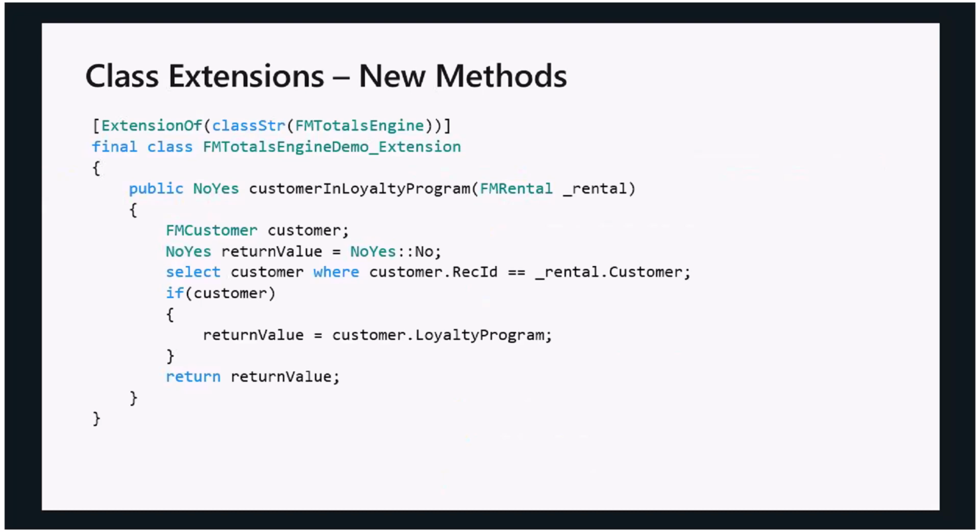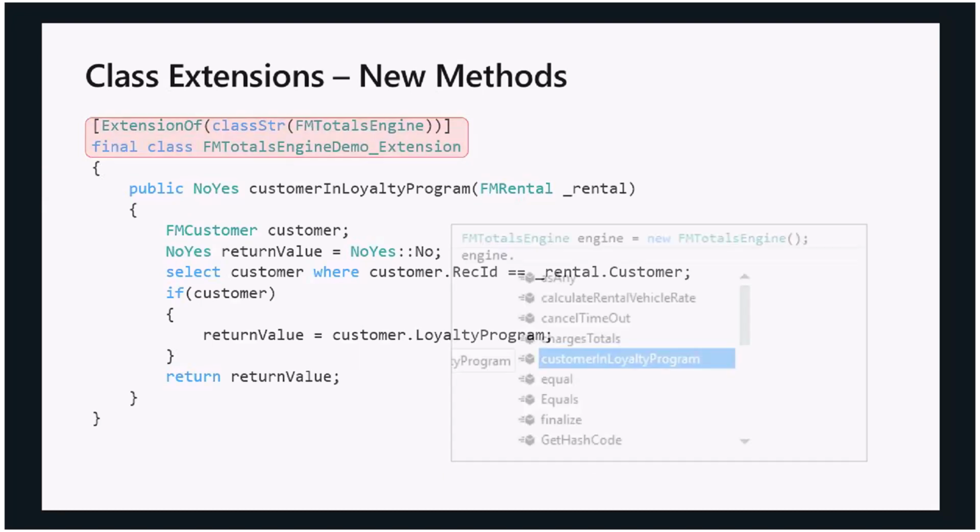Any new methods added via this extension class will be visible to client code that has a reference to the extension model. You can see here that I've added a new method to this ft_totals_engine class. So the key components for extension classes are these keywords here. You have to decorate any extension class in this same way, although depending on exactly what you are extending, the data inside of that extension of attribute will be different.